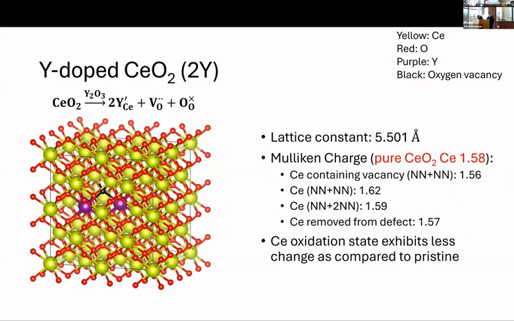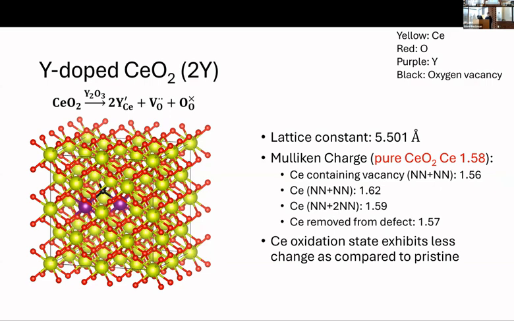So the second defect reaction I considered, which I'll refer to as 2Y, is now the introduction of 2 yttrium on cerium and then the oxygen vacancy. And again, I did a brute force look at the formation energy for this defect and found that the second yttrium atom preferred to be bound again to the oxygen vacancy site.